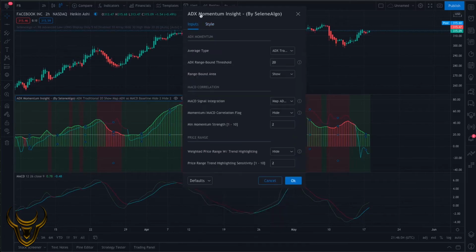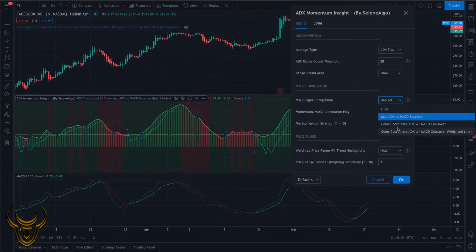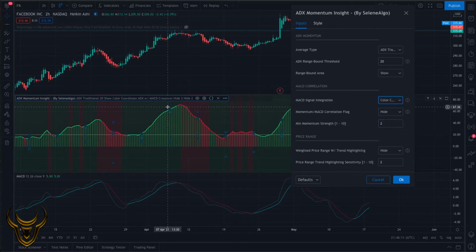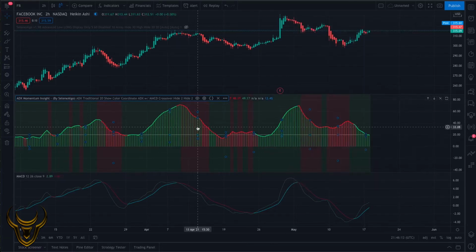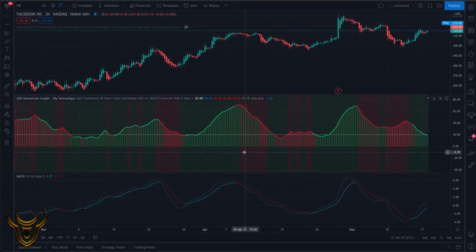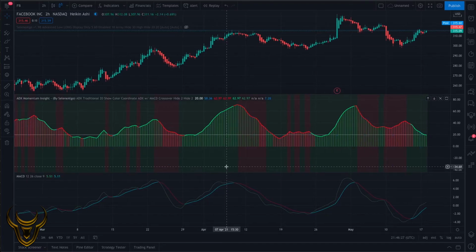So the next drop down on that option was the color coordinate the ADX with the MACD crossover. What it does is it hides that actual MACD custom signal line and just color coordinates it instead. So what you get is this really interesting overlay. It's just an extra piece of information, an extra confirmation on top of an already helpful way of interpreting ADX.